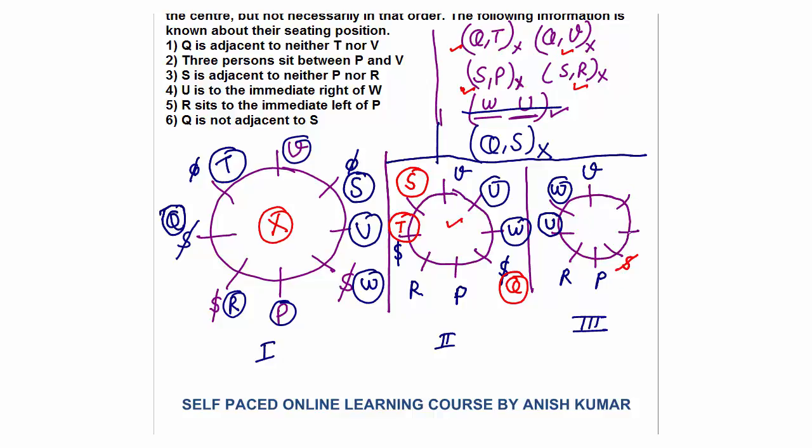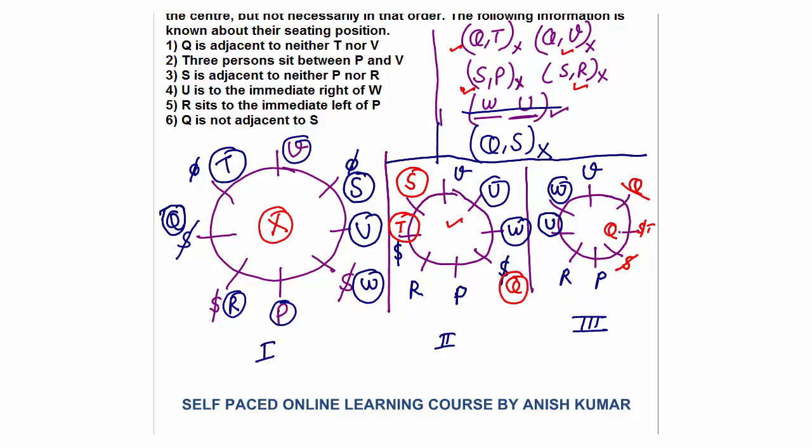Now the third diagram is also not valid, because there are three positions left, and wherever Q will shift, S or T will come adjacent to it. Let's suppose that this is the position of Q. So only two persons are remaining, S and T. They will come at these two positions. So this could be S or T. S can't come here. Now as per the question, Q should not be adjacent to S and T. So this can't be the position of Q.